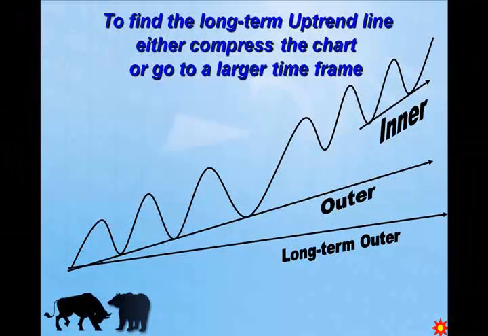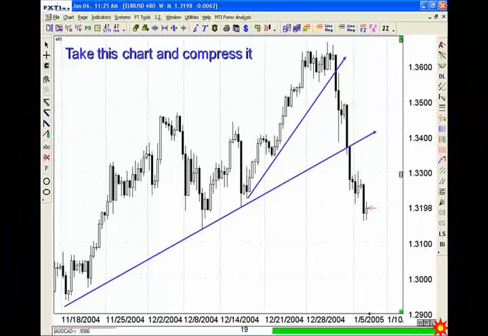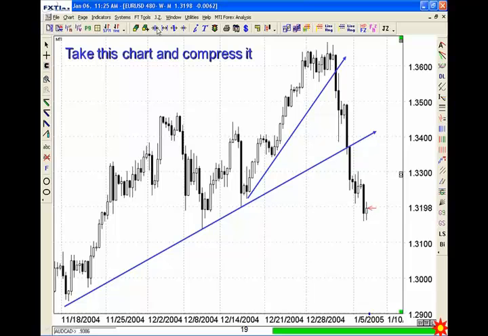And in order to find the long-term trend line, we have to compress our chart or go to a larger time frame. So if we're doing this in a 60-minute, we might have to go to 240. And then if we're doing this in a 240 chart, we might have to go to a daily chart. We usually like to do increments of 4. So if you're looking at a 15-minute chart, the next chart up would be a 60-minute chart, and the next chart up would be a 4-hour chart. If you're looking at an hour chart, the next chart up is a 4-hour chart, and then 4 hours up, it's a daily chart. Okay, so here's where you could press to compress the screen.